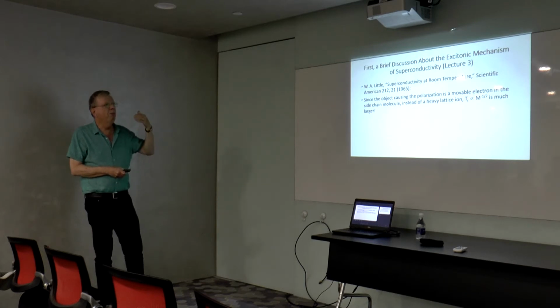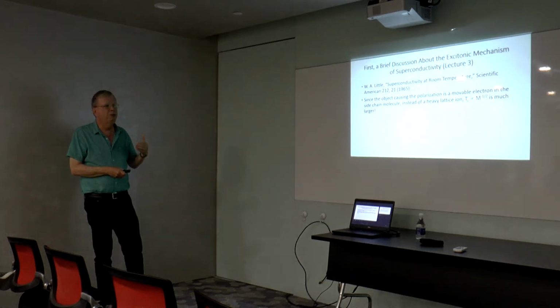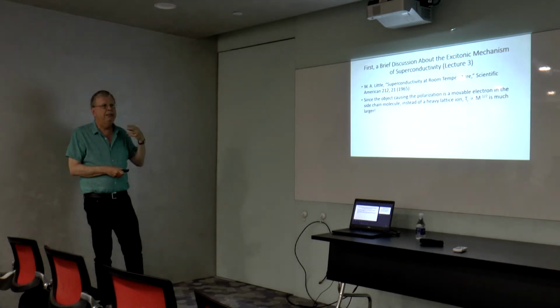This sort of picture is what's going on these days in the 200 Kelvin superconductivity in hydrogen sulfide, where the idea is that the hydrogen is what's causing the superconductivity, and so 1 over the square root of the mass of a proton for hydrogen is a much smaller number than 1 over the square root of the mass of a lead ion. But if you're talking about excitons, then that number gets even larger. So Little had this idea.